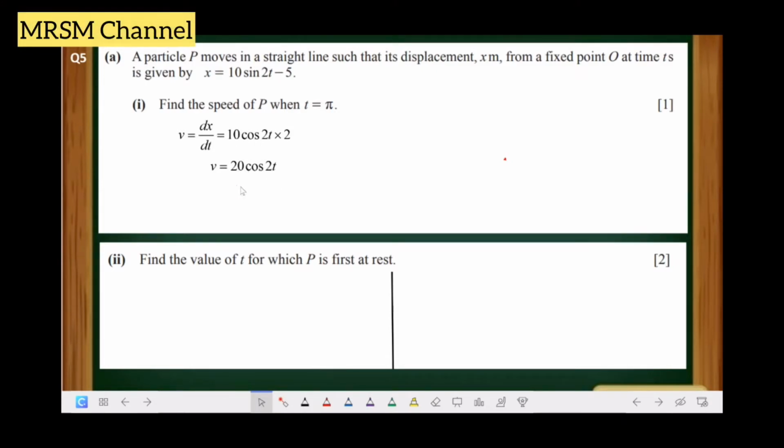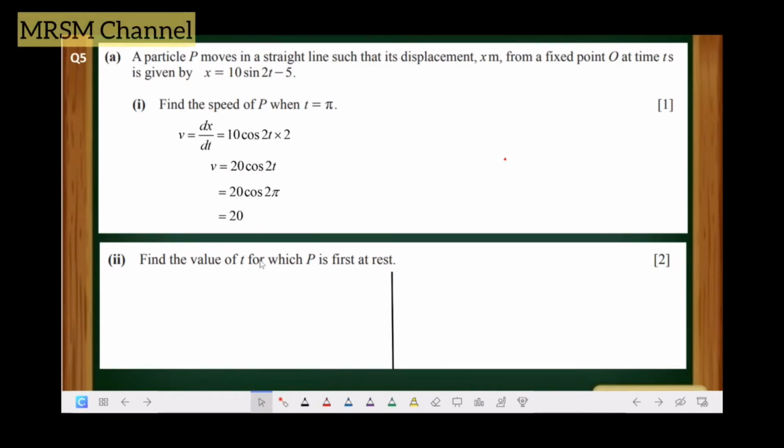Tapi for this one, bila V is equal to 20 cos 2t, so you substitute t with pi, so dia akan dapat cos 2 pi. So cos 2 pi is equal to 1. Alright, so cos 2 pi is equal to 1, so cos 360, alright, so V is equal to 20. Okay, ataupun speed dia adalah 20.